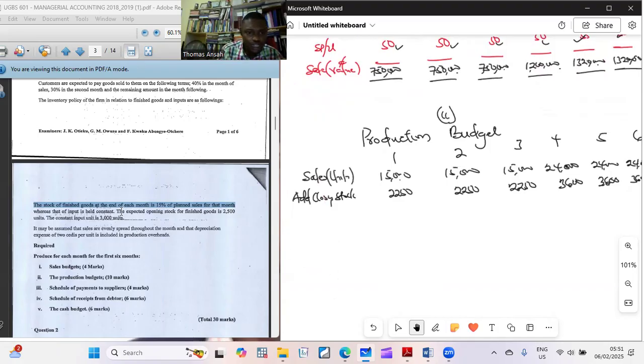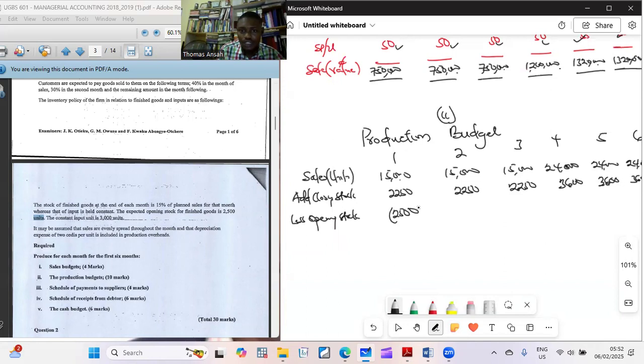The question told you that the expected opening stock of finished goods is 2,500 for this first period. So opening stock, you less opening stock. All right, opening stock for this one is 2,500. We are lessing. It is fine not to put it in brackets sometimes because the word less is used here. It makes your work gentle. Okay, so what will you get?